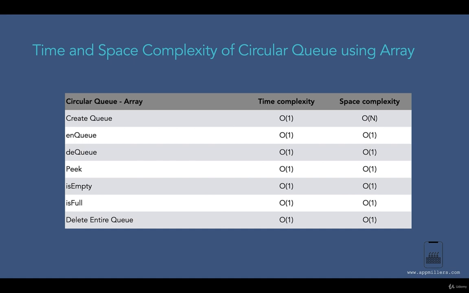Now in this lecture, we have combined all methods that we have performed in circular queue in previous lectures. So here we have combined all of them together to see the big picture of time and space complexities of these operations that we have completed in our previous lecture. Now here, the first operation is the create queue method.